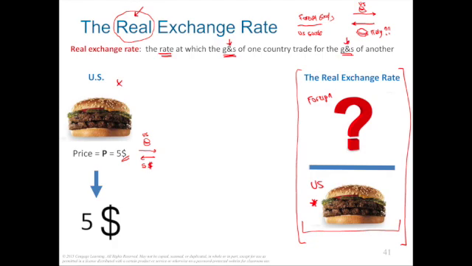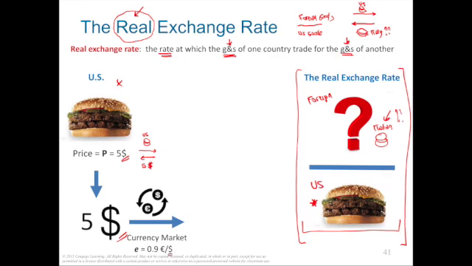And again, the goal is to find how many Italian burgers we can buy. That's the quantity. So we need to buy an Italian burger. First, we cannot buy it using dollars. So we go to the currency market and we exchange these dollars for euros. Now we do another transaction where we give away our $5 and we get some euros. How many? For each dollar we get 0.9 euros. So in total we get 4.5 euros. So now, in step 2, we don't have dollars anymore, now we have euros.